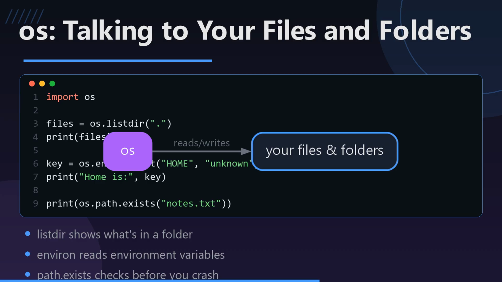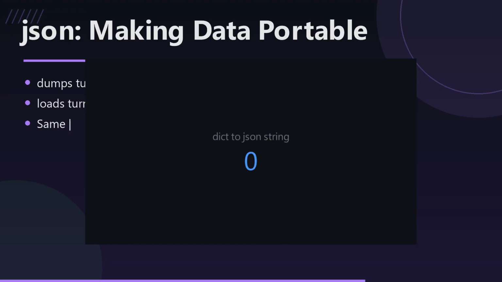Remember that ugly plus sign string I built earlier pretending to be JSON? Here is what actually solving that looks like. json.dumps takes a real Python dictionary and turns it into a clean text string you can save to a file or send over the network. And json.loads reverses it back into a dictionary the moment you need to use it again. Watching a dictionary become text and back is the whole idea of serialization made visible.